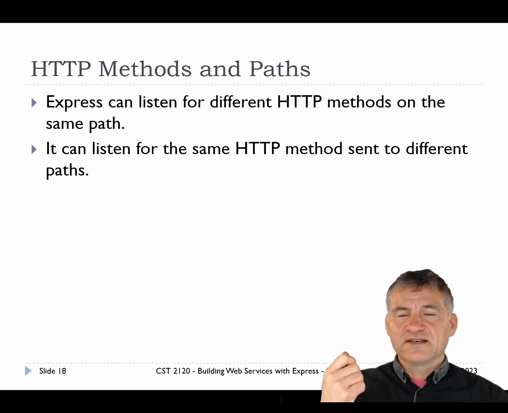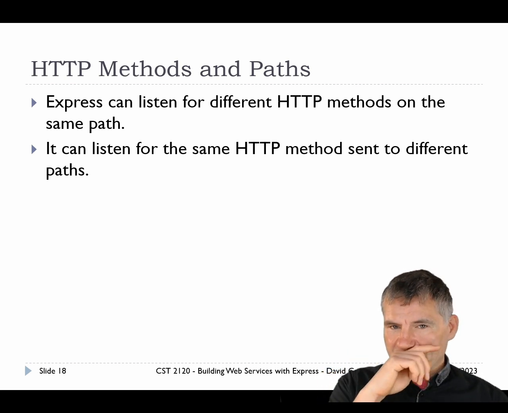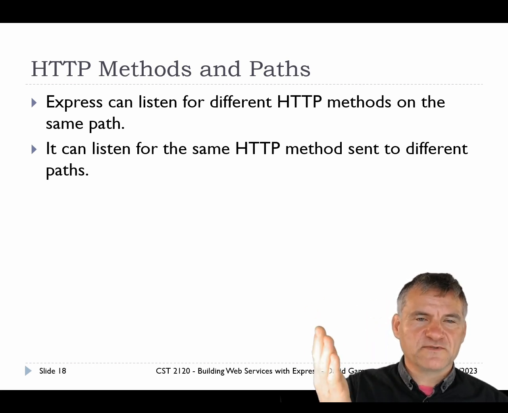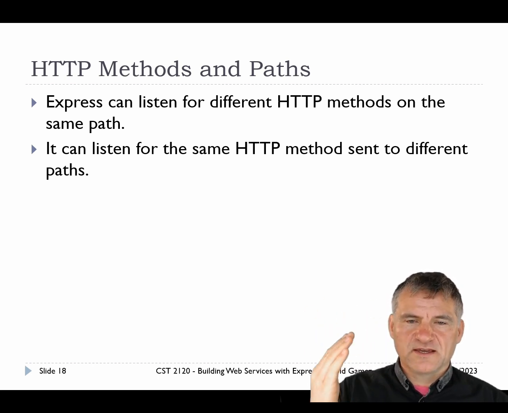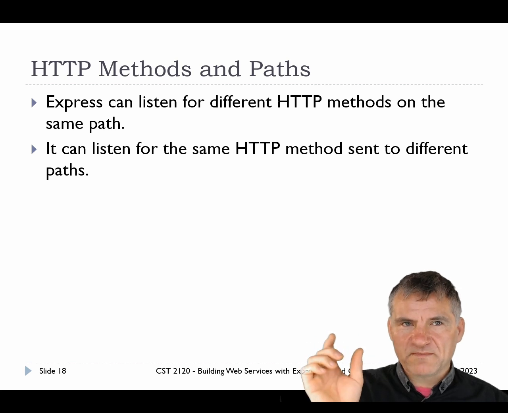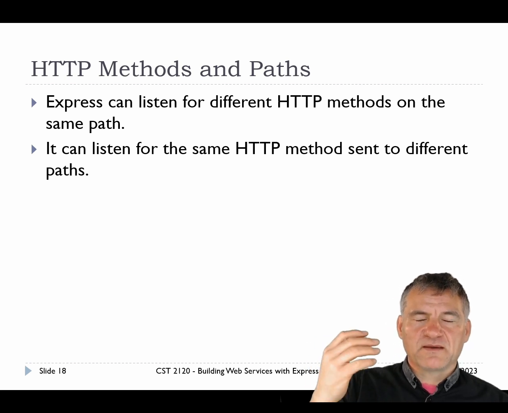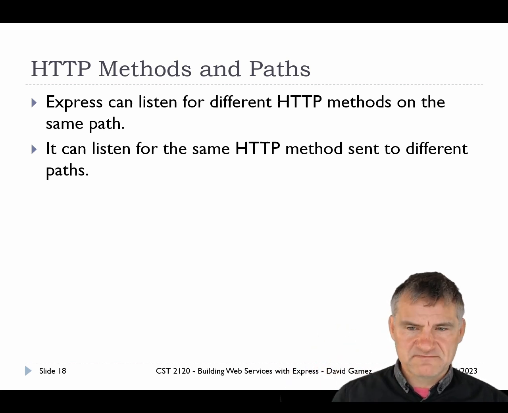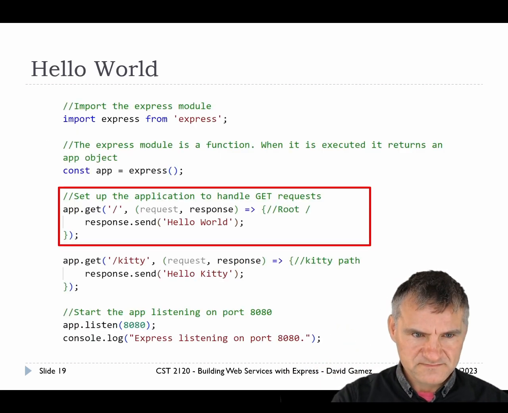Obviously, it can't have multiple handlers for get sent to the root of the application. You can have multiple methods for the same path, but you can't have two methods that are the same on the same path, right? I think it's pretty logical here.